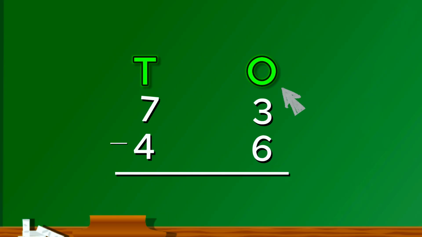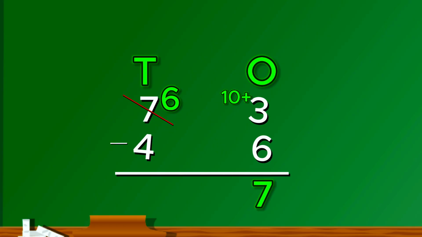Step 2. Start in the 1s place. Can we do 3 minus 6? No, we can't. So we take from the 10s place. Step 3. Take 1 ten from the 7 in the 10s place, leaving 6, and give that 1 ten to the 3 in the 1s place. Now we have 13 in the 1s place. Step 4. Now subtract. 13 minus 6 equals... That's right, it leaves 7. 6 minus 4 equals 2. That's right, 2. So, 73 minus 46 equals 27.